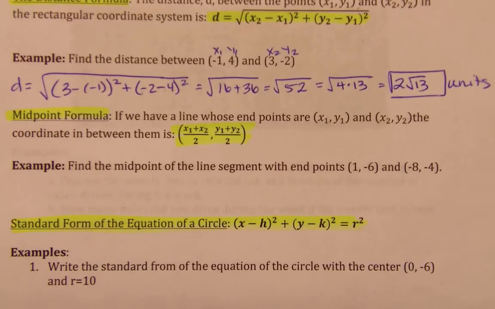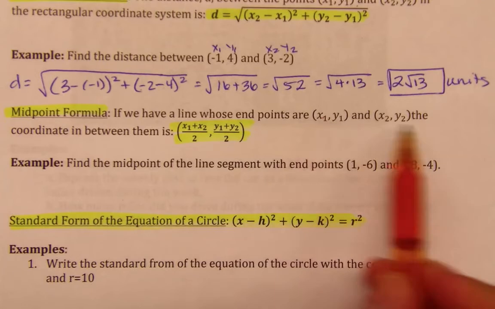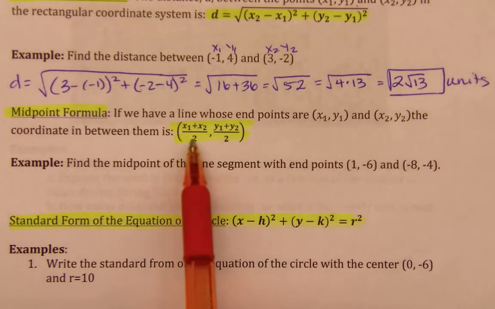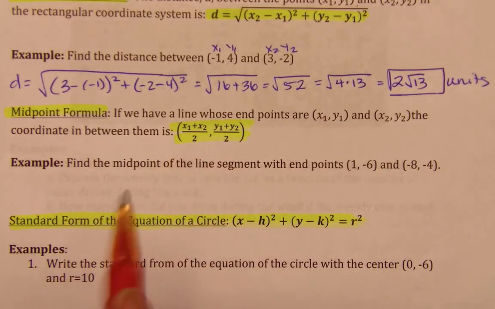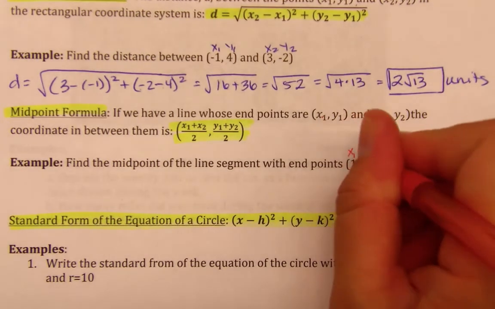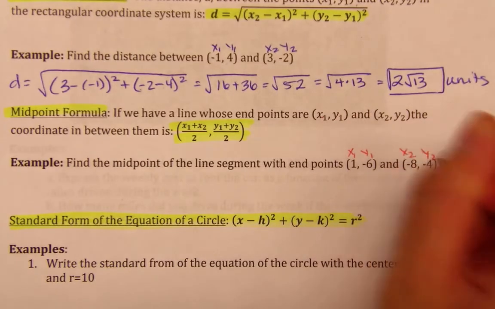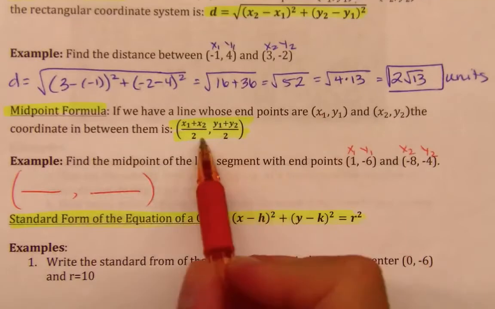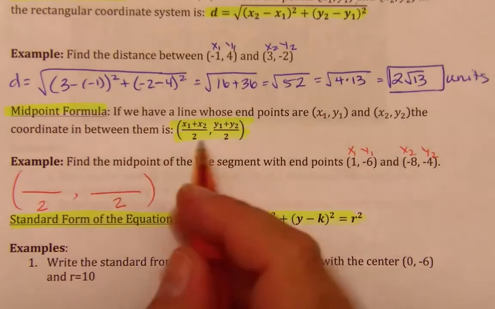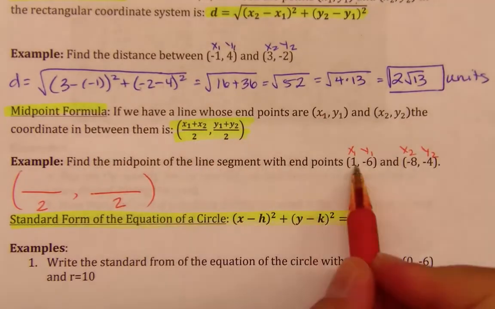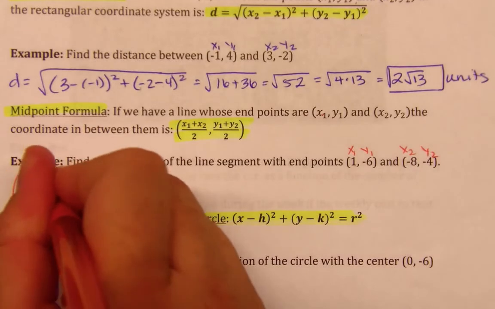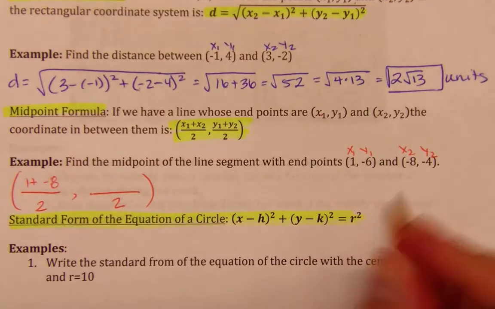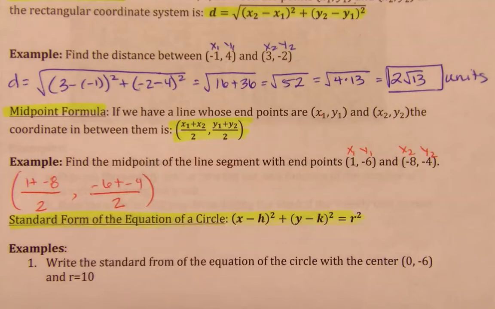Midpoint formula, if I'm given 2 points, x1, y1, x2, y2, and I want to find the point that's exactly in the middle of those two, this is the midpoint formula which we can use. We're going to go ahead and do a quick example. So we have our x1, y1, x2, y2, and plugging into the midpoint formula, both over 2, so let's just put that there. And then x1 plus x2, so 1 plus negative 8. And then y1 plus y2, so negative 6 plus negative 4.